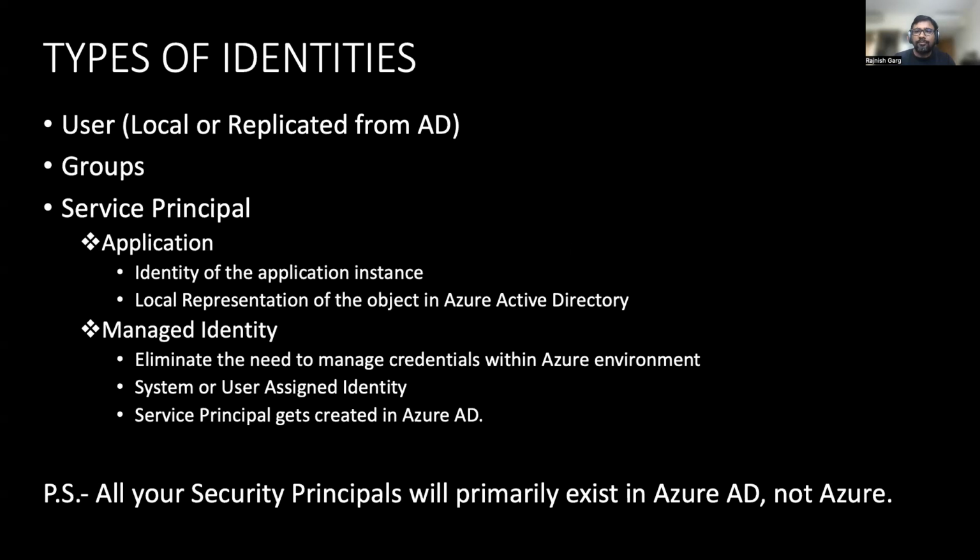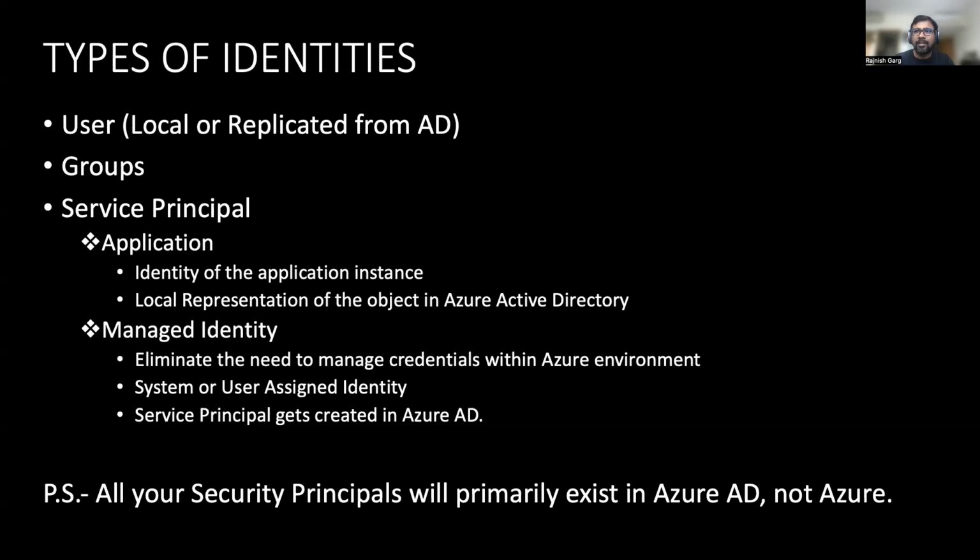Let's try to understand the who, or Azure security principals, as this is one of the most important parts. In Microsoft Azure, there are 4 different types of identities: users, groups, and service principals, where a service principal can be of the application type or the managed identity type. One key thing you will notice in the subsequent slides is that all the security principals on the Microsoft Azure side get primarily created in and reside in Azure AD, not in Azure itself.